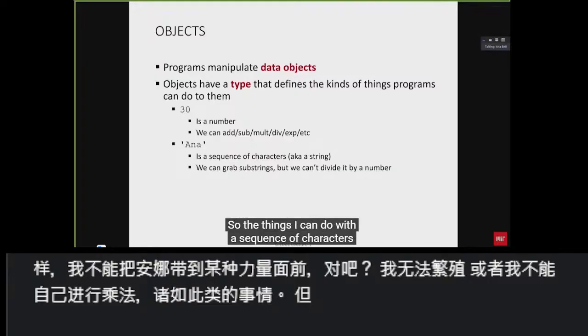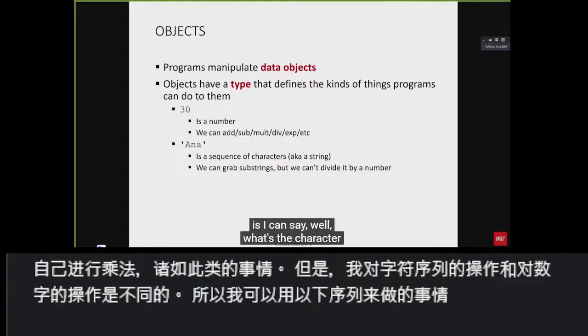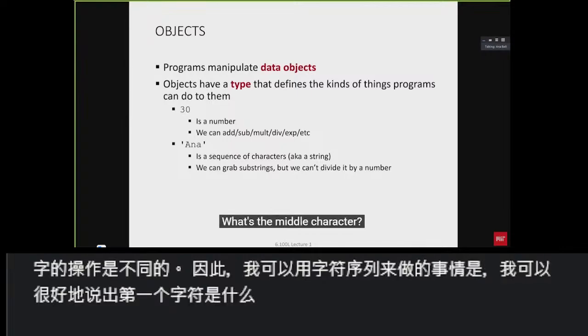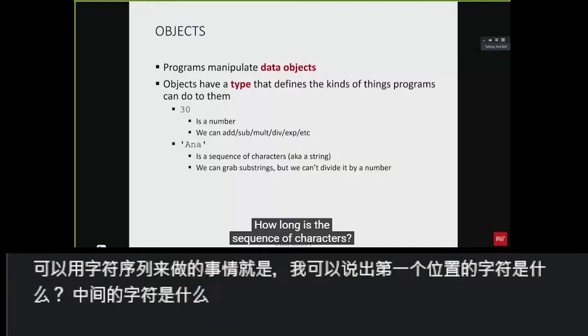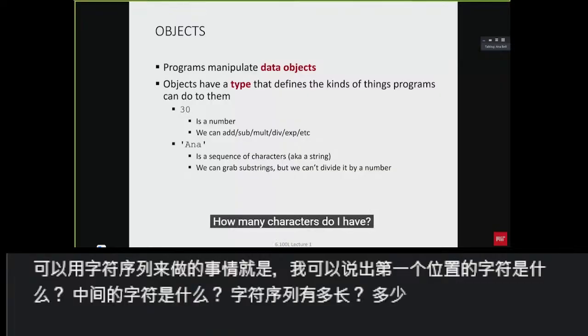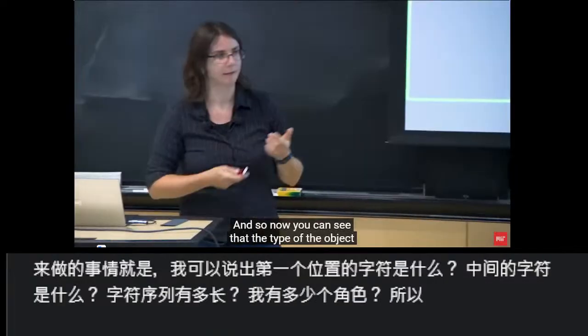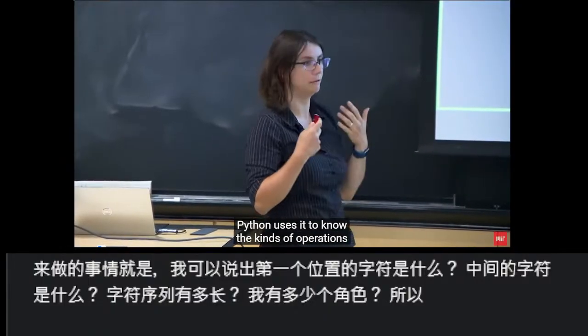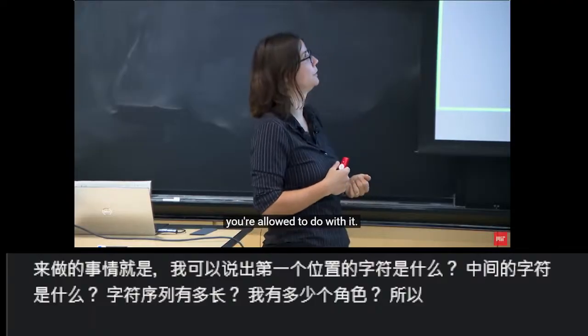So the things I can do with a sequence of characters is I can ask, what's the character at the first position? What's the middle character? How long is the sequence of characters? How many characters do I have? And so now you can see that the type of the object is actually really important. Python uses it to know the kinds of operations you're allowed to do with it.